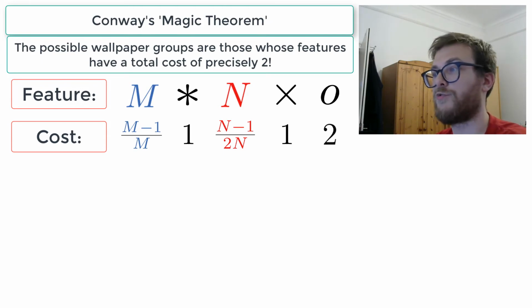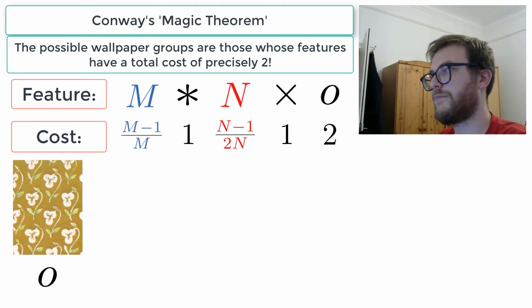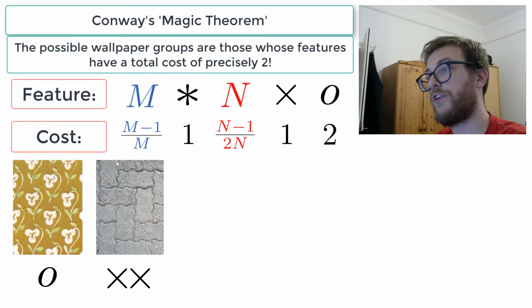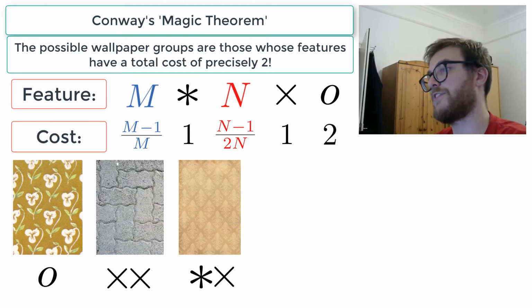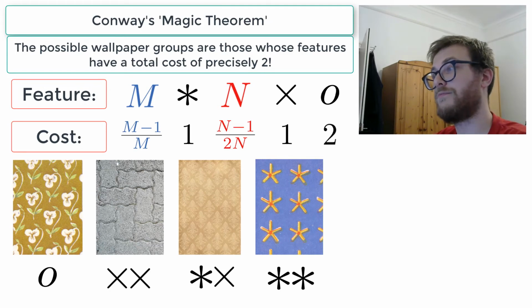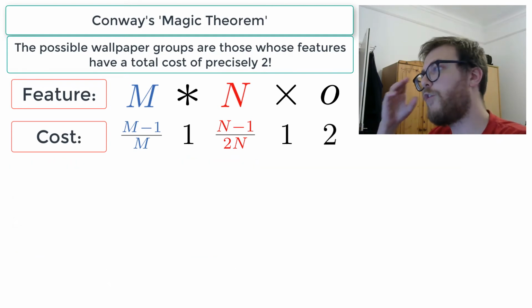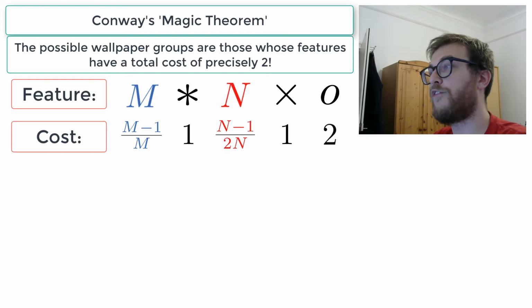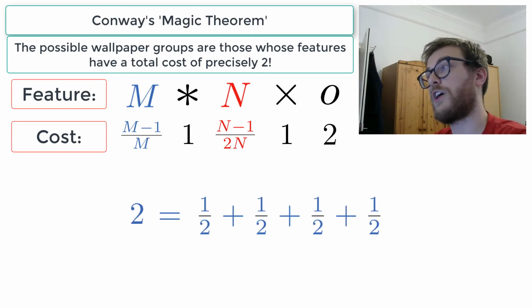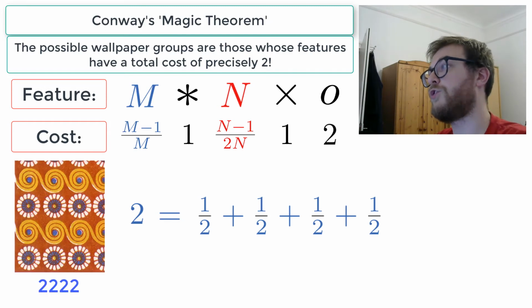Okay, let's systematically work through all the possibilities to see this in action. Obviously, by this table, an O costs 2, and so we can't afford any other features if we have that. Also possible are the groups cross-cross, asterisk cross, and asterisk asterisk, as these clearly add to 2 as well. We've seen these groups before. Which groups are possible using only rotations? Well, if there are 4 different rotations, the only way to afford this is to choose the cheapest rotation, 2, each of which costs 1/2. And the only possibility, therefore, is 2, 2, 2, 2.